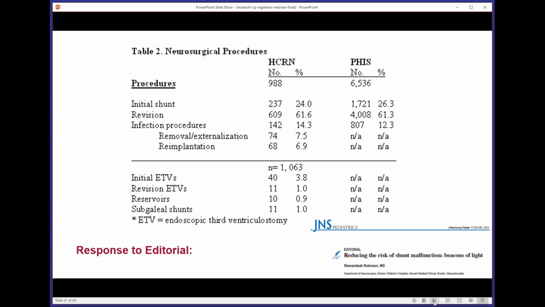Based on this, we've published this in a response to an editorial, actually. We've said that we think early on the HCRN was representative of the North American population, especially now with 14 centers. We definitely think so, and we have small, medium, and large centers now.